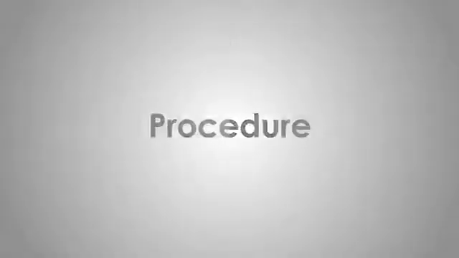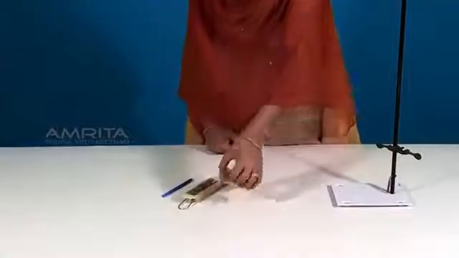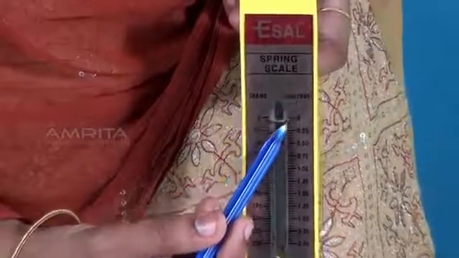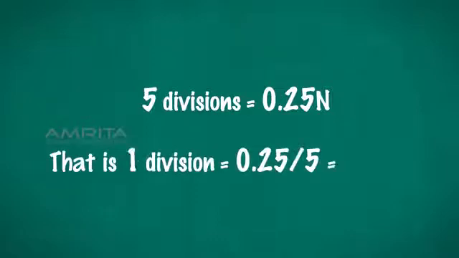Procedure: Arrange the stand. Take 1 spring balance. Note the least count of the spring balance. 5 divisions is equal to 0.25 N. That is, 1 division is equal to 0.25 divided by 5 is equal to 0.05 N.